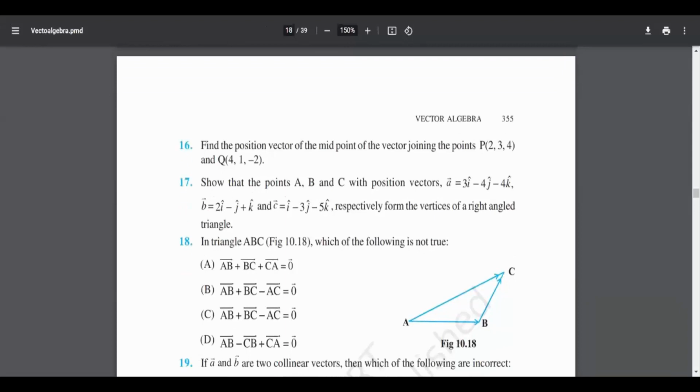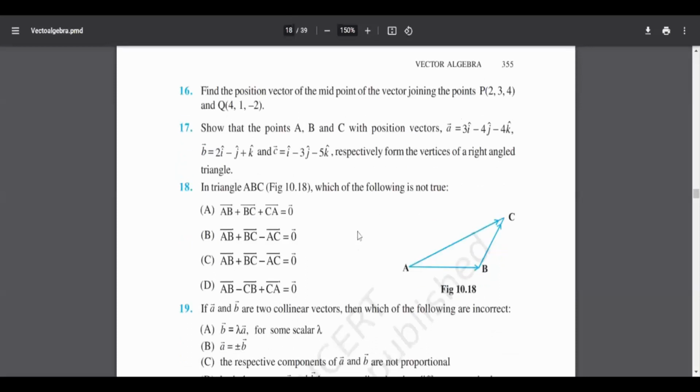So question number 17: the points with position vectors A, B and C form the vertices of a right angle triangle. So how can we show this is a right angle? We know that a right angle triangle satisfies the Pythagoras theorem. We can also check by angle, but Pythagoras will be better, as we don't know which vectors are perpendicular here. So let us show it by Pythagoras only.